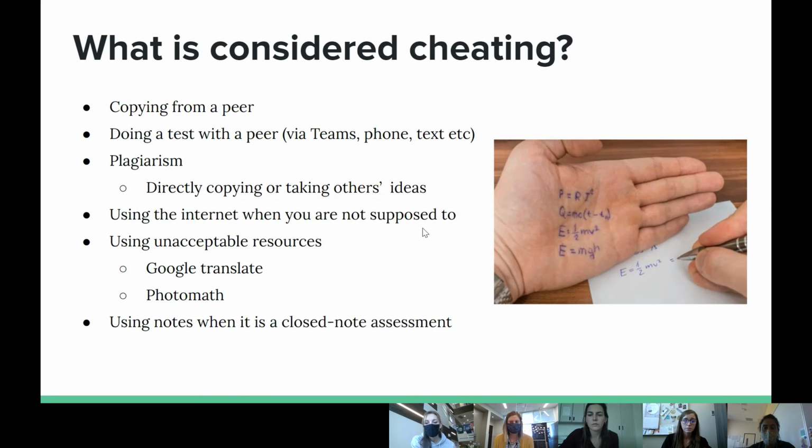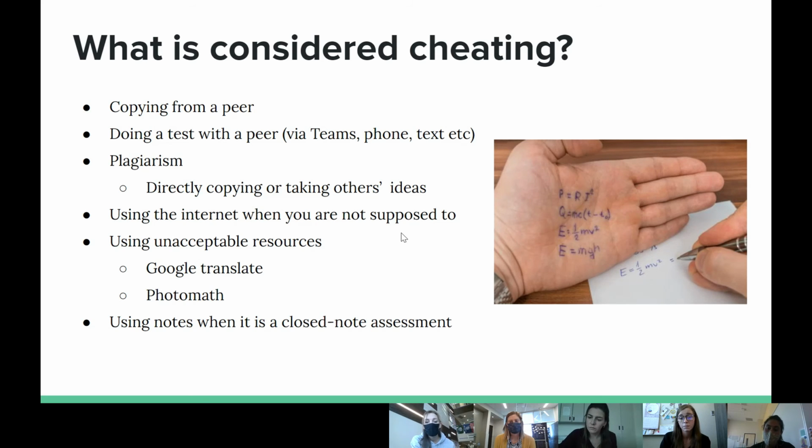Okay, so what is considered cheating? There's a lot of different kinds of cheating. Copying from a peer. You could be doing a test or an assignment together, such as via Teams, phone, or text. If you're working with other students on an assessment, that is known as cheating. Plagiarism is also known as cheating as well. This could be directly copying or taking ideas from other people. Just like Ms. Bess had previously said, copying one sentence is the same thing as copying an entire essay. It is plagiarism.